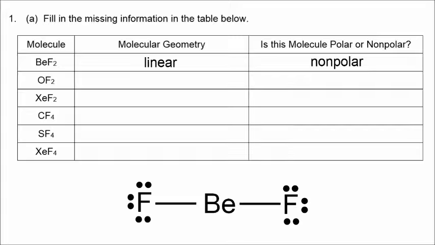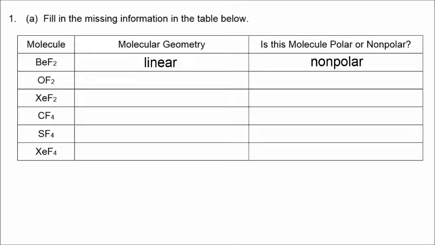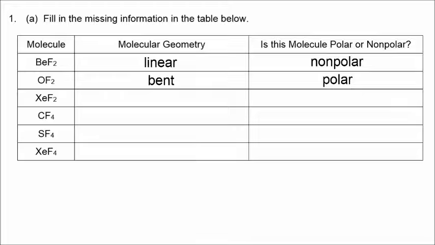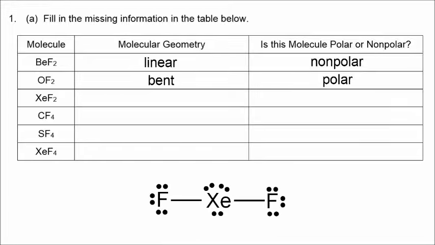The oxygen difluoride is going to look like this, and it's a bent molecule, but therefore because of its bent shape the dipoles do not cancel out. It is a polar molecule. Xenon difluoride looks like this. It is linear, of course, and therefore non-polar.